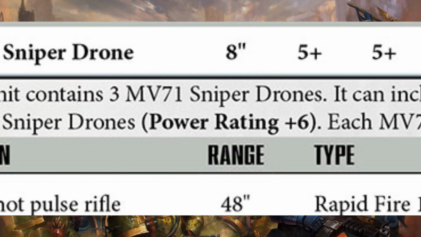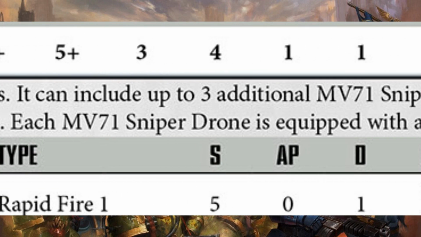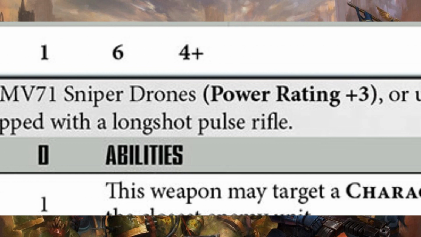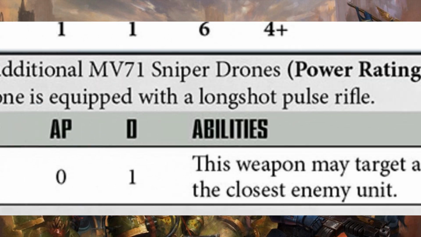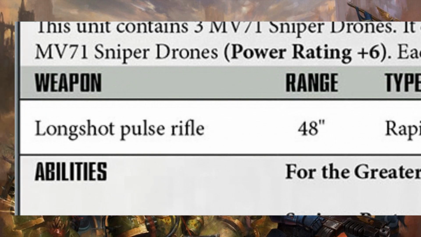Underneath all those stats, there is a small section that explains how many models you can take in this unit and what weapons the unit is equipped with. Underneath that section, you will see weapon profiles of the weapons the unit is equipped with. In this case, the drones come with a long-shot pulse rifle. Now this rifle has some stats of its own, so let's go over what these mean.